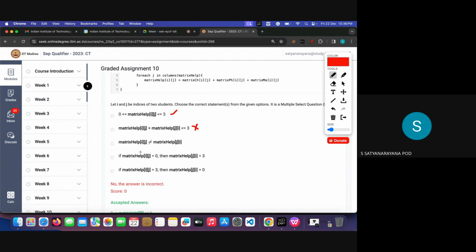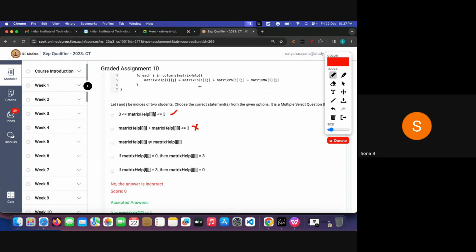I is helping J. Sir, if student I helps student J, then we can assign the value 1. Then J can't help I. In another subject, J can help I. Let's suppose they can. Then I cannot help J in that subject. That's why it is less than or equal to 3, sir.